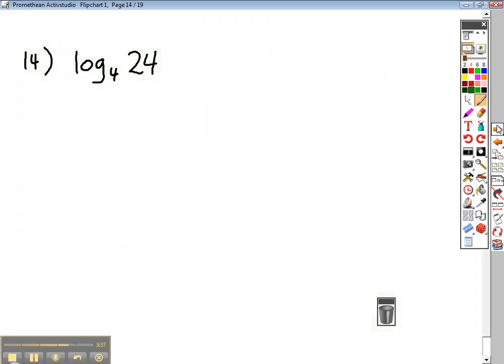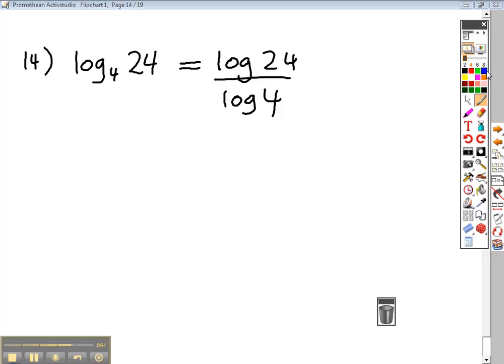Problem number 14 says use change of base. So I'm just going to use change of base as log of 24 over log of 4. If you work that out on the calculator, that's approximately equal to 2.292.